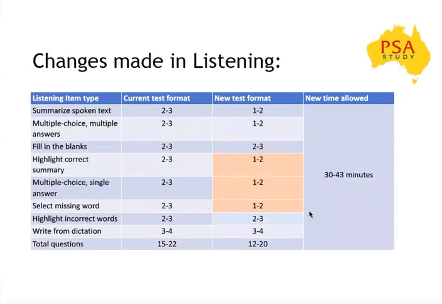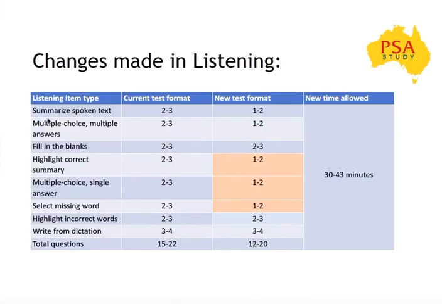And if we talk about the listening section, they have cut down 1 question in summarize spoken text. Earlier we had 2 to 3 questions, but now we'll be having only 1 to 2 questions. And the same thing is there with multiple choice and multiple answer. Earlier we had 2 to 3 questions, but now we're having 1 to 2 questions only. Same is with highlight correct summary, multiple choice single answer, and select missing word.